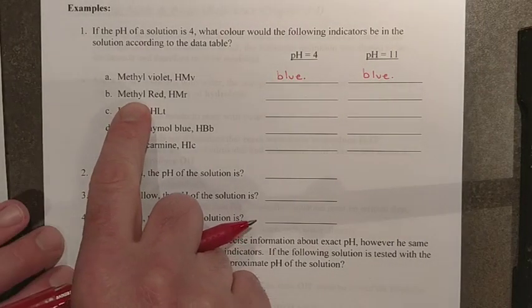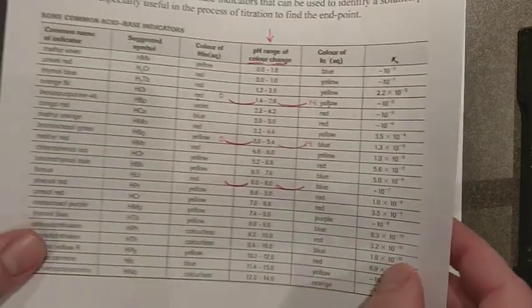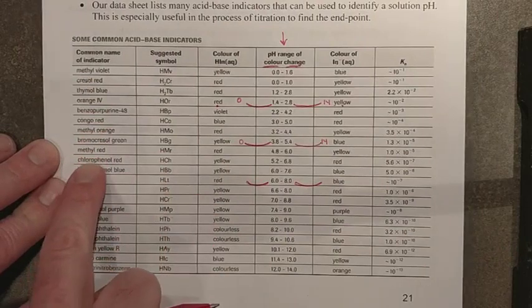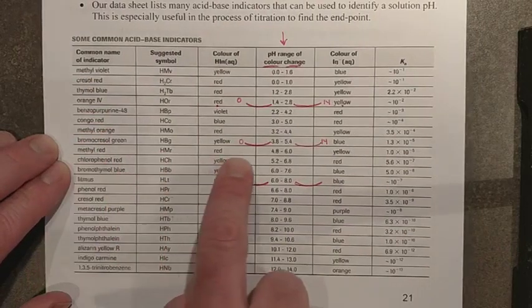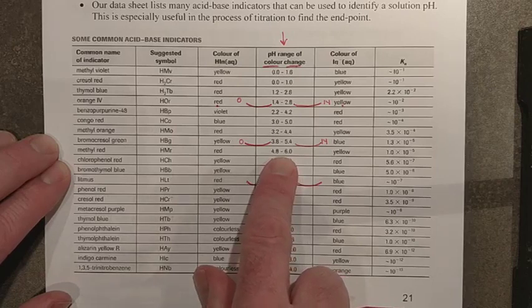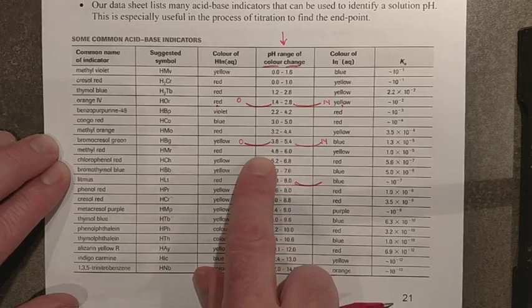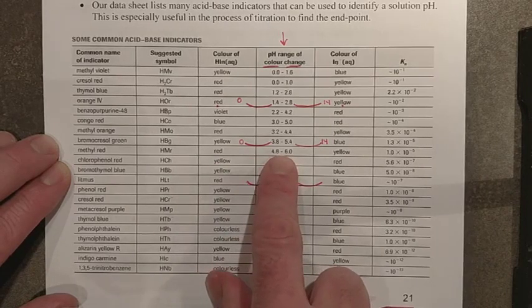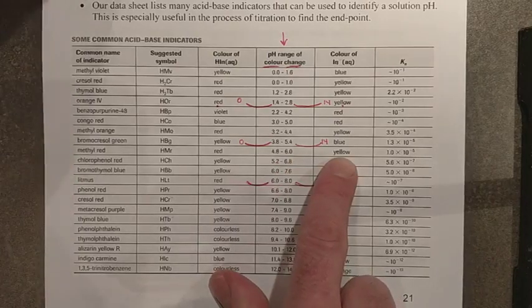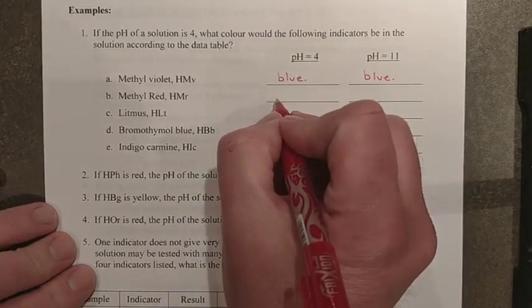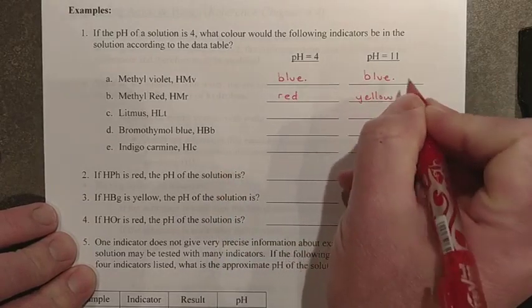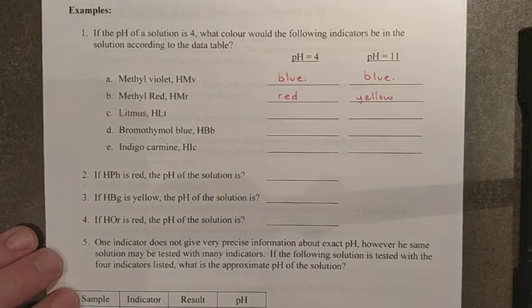Here's another one, methyl red. All right, let's find methyl red. We go down our list. There's methyl orange. There's methyl red right there. And you can see it goes through a color change between 4.8 and 6. So where would a pH of 4 be? It would be below this, and so therefore red. Where would a pH of 11 be? It'd be above 6, and therefore yellow. So if I tested these ones, I would see 2 different colors for the 2 differing pHs.